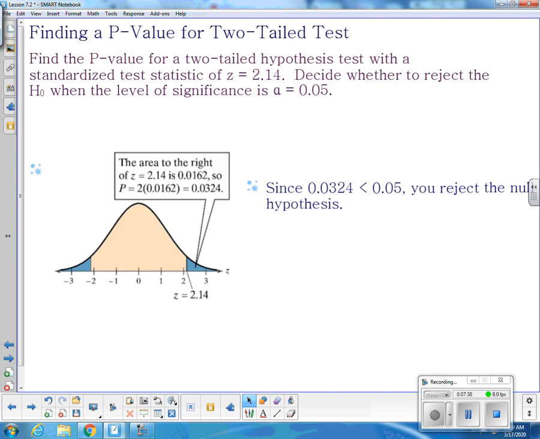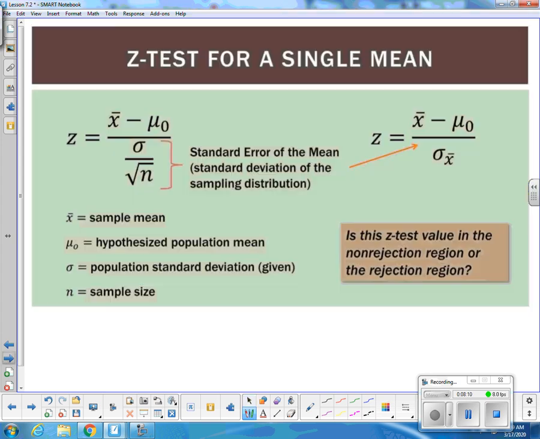Our test statistic is 2.14. So when I go to 2.14 on my chart, I have the area 0.0162, but that is here. It's also here. So you have to double that. We have a total area of 0.0324, which is still less than the 5%. So you would reject the null hypothesis. Okay? So you have to think about what your total p-value is. It's the total area. All right.